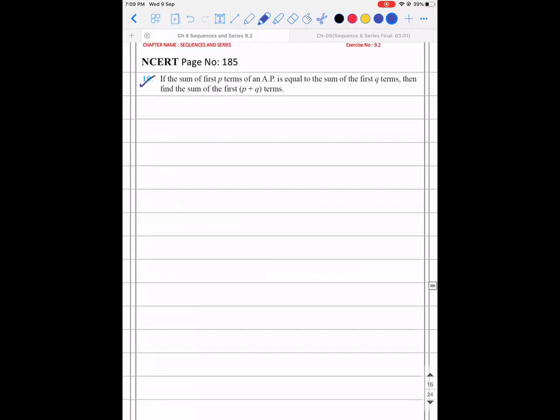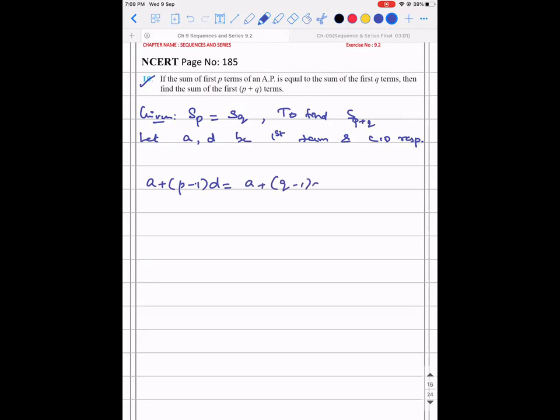Just like this. If the sum of the first p terms of an AP is equal to the sum of the first q terms, then find the sum of the first p plus q terms. So given the sum of p terms is equal to the sum of q terms, find the sum of p plus q terms. Let a and d be the first term and common difference respectively.